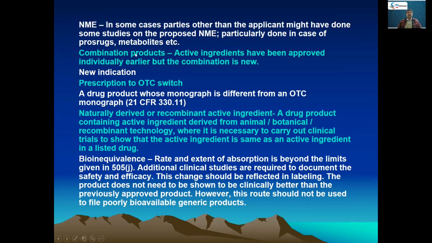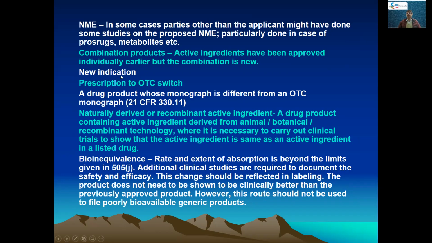Next one is the combination products, where the active ingredients have been approved individually earlier, but the combination is new. Say there is paracetamol and ibuprofen, which have been individually approved earlier, but they are not approved as a combination product. In this case also the 505(b)(2) type of application would be applicable.